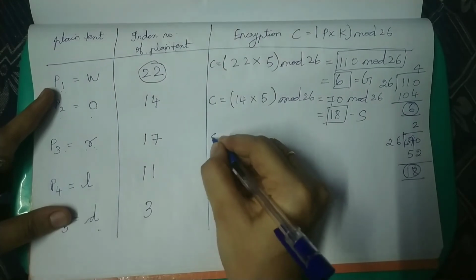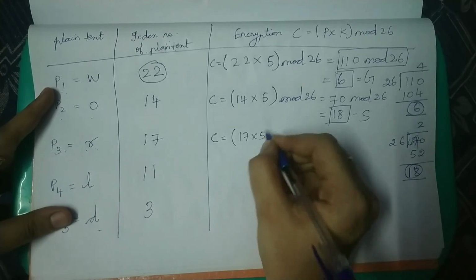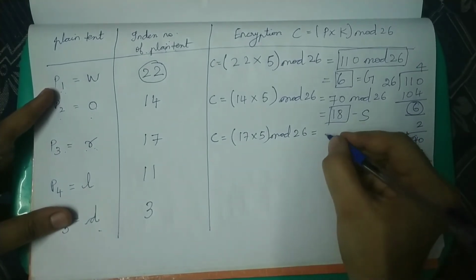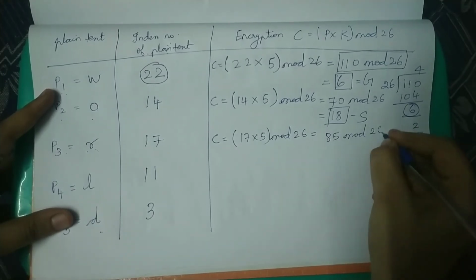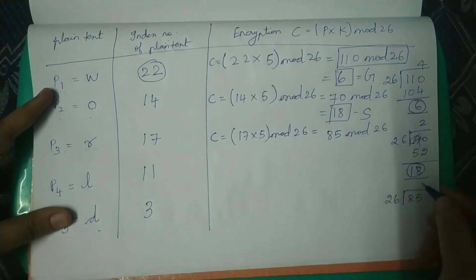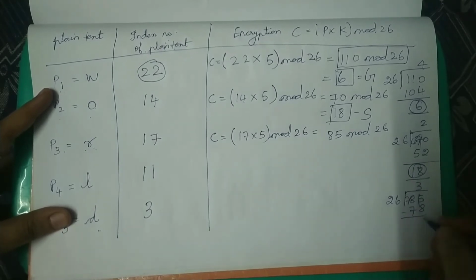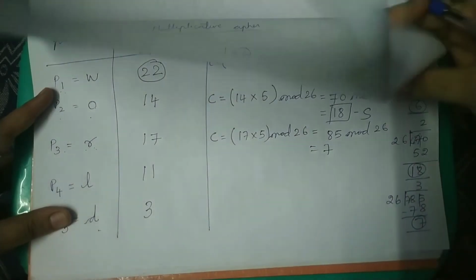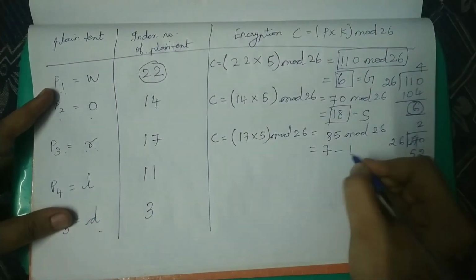For the next, the plain text number is 17 into 5 mod 26, which is equal to 85 mod 26. When I divide 85 by 26, it will go 3 times, so 78 I'll get. So 7 will be the remainder. The corresponding alphabet for 7 is H. So I should write H over here.